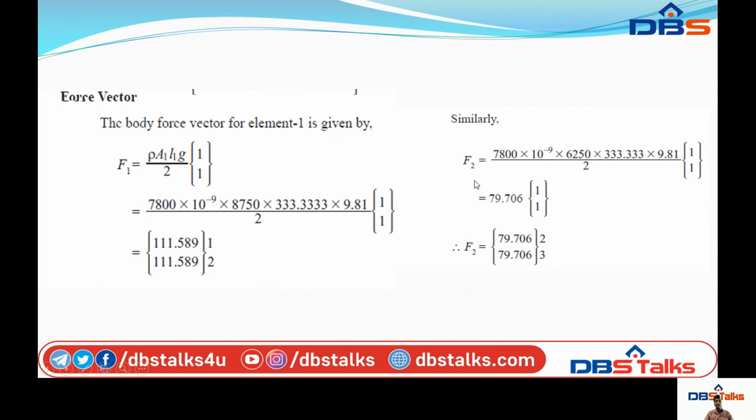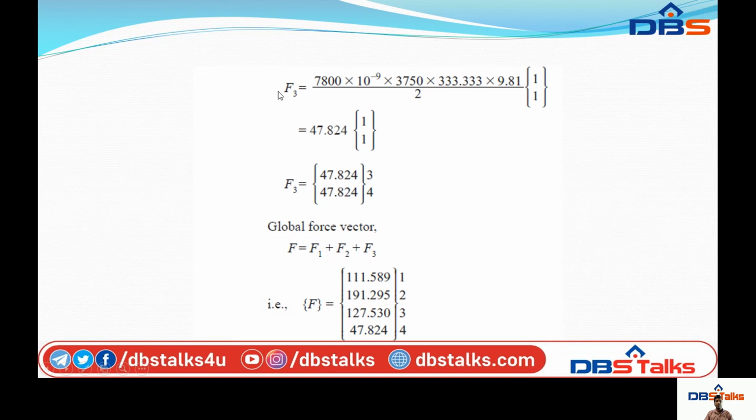You will get 111.58912 Newtons. Similarly, for the body force vector for element 2, rho 7800 into 10 power minus 9, area will be 6250 and length will be 333.333, gravity 9.81. After that, the value will be 79.70623 Newtons for element 2. Similarly for element 3, the body force vector is 47.82434 Newtons.